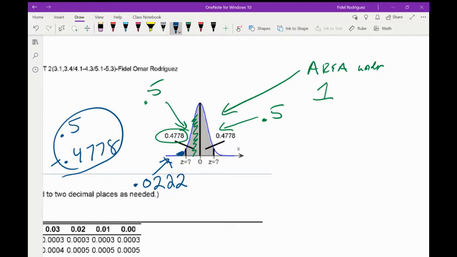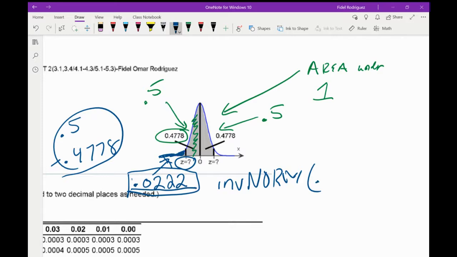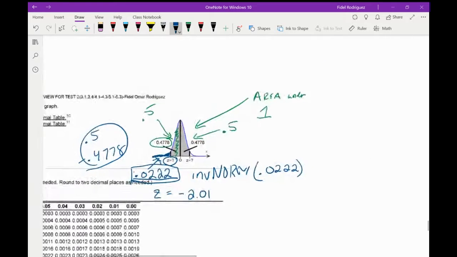So now, if I wanted to find the z-score that would tell me the area to the left here, I would do the same thing. Let me use my calculator. Let me go to inverse norm of 0.0222. Okay, so I'm going to go second, bars, inverse norm of 0.0222. I'm going to close it off. And did you come up with a z-score of negative 2.01? Yes. Okay.